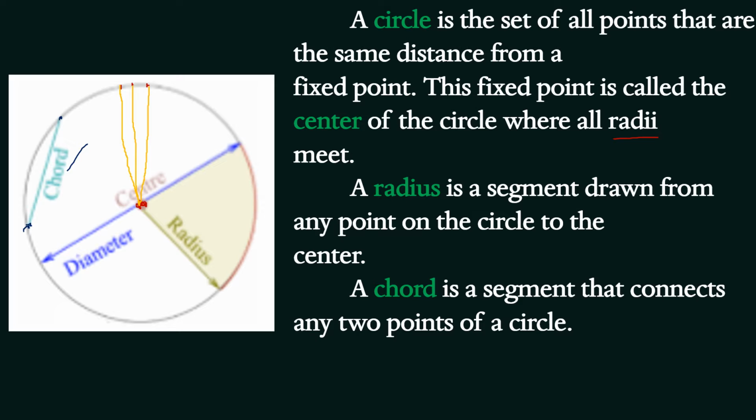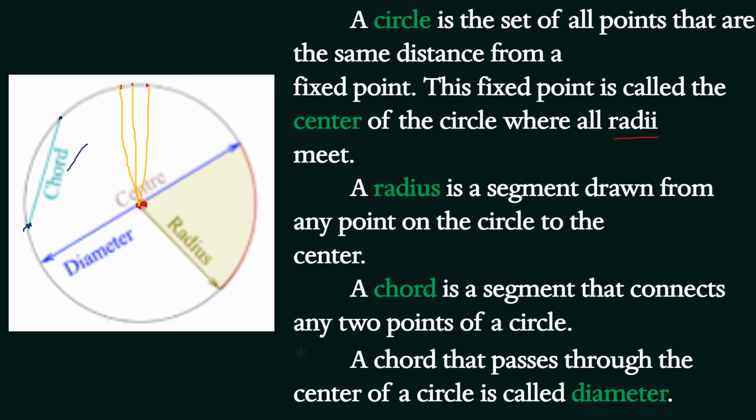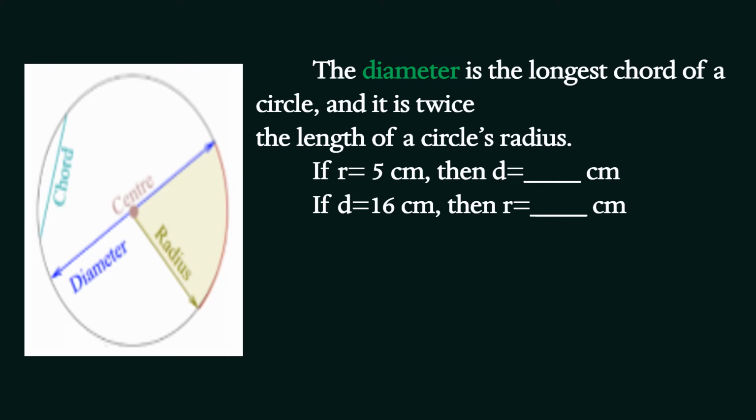The diameter is also a chord, but it passes through the center. That's why the special name of that chord is diameter. The diameter is the longest chord of a circle and it is twice the length of a circle's radius. Ang ibig sabihin lamang nito sa Filipino or Tagalog, yung diameter ay 2 beses ang laki dun sa ating radius. Okay, twice the length of the radius. 2 beses ang kanyang laki ng sukat sa radius.